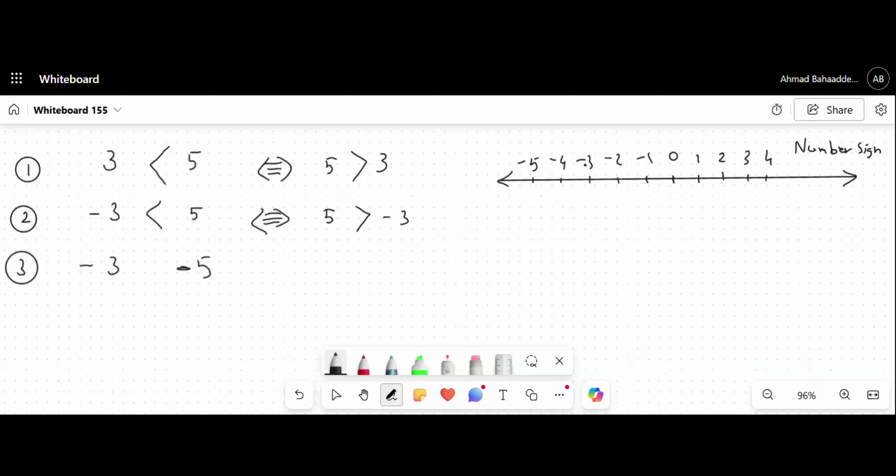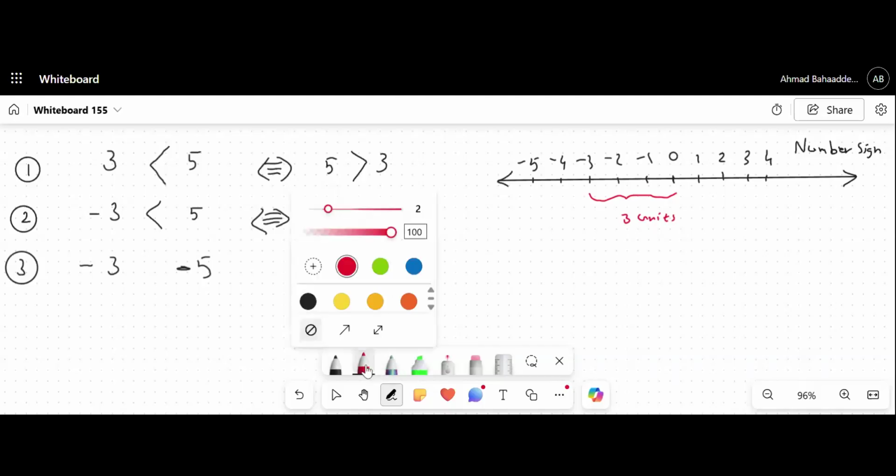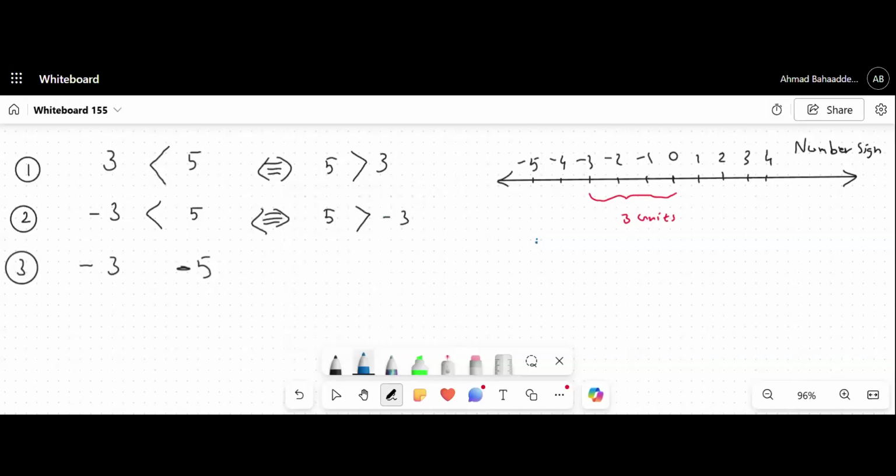You can see that the distance between negative 3 and 0 is 3 units. But the distance between negative 5 and 0 is 5 units. So negative 5 is far away from 0, which, in other words, if I take an example with money, means more debt.